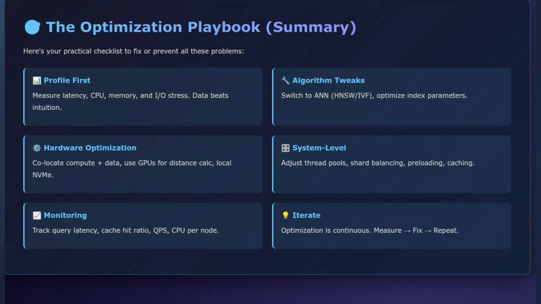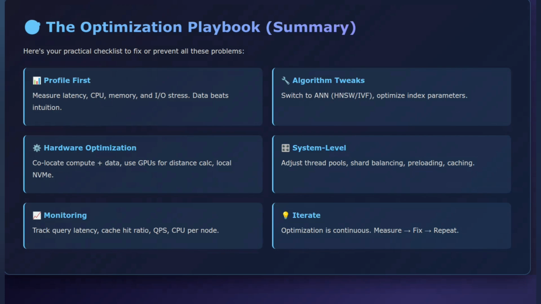Step 3, hardware optimization. Co-locate compute and storage. Use local NVMe for hot indexes. Consider GPUs for distance calculations. Sometimes you need better hardware, not better code. Step 4, system-level tweaks. Adjust thread pools, balance shard loads, implement caching, tune batch sizes. These are the detailed optimizations that take 90% systems to 99% systems.